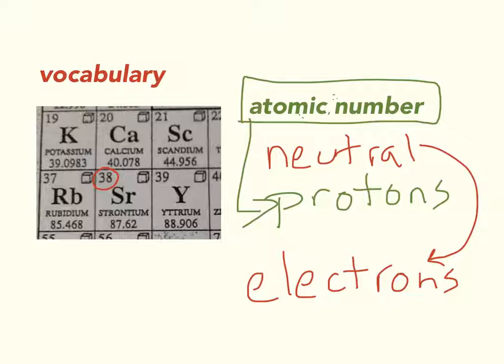But no matter what atom you're talking about, if it's strontium, for example, it's going to have 38. If it's calcium, calcium has 20 protons. If it's scandium, 21 protons. Rubidium, 37 protons. So that atomic number tells you the number of protons. And in neutral atoms, it'll also tell you the number of electrons.